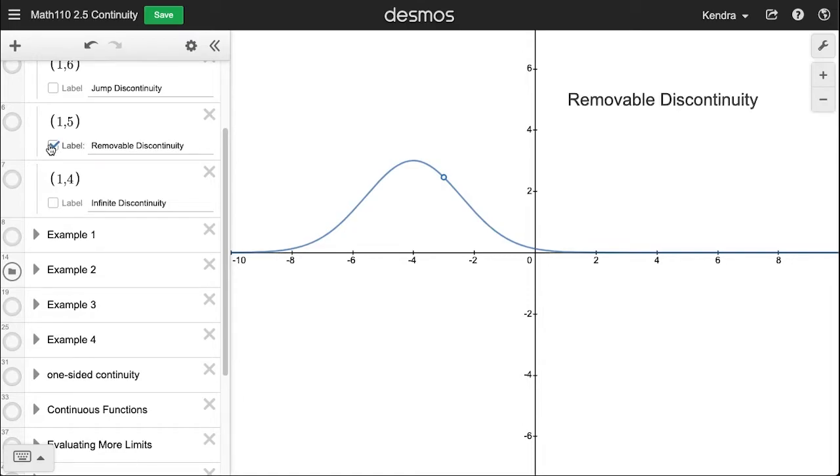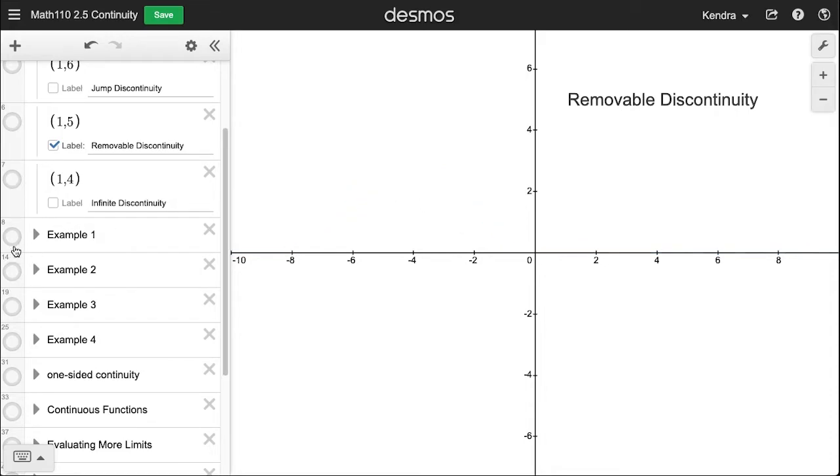One way to think of this being a removable discontinuity is, if we are traveling along with new inputs to f, we come along and the outputs seem to be going in some continuous, predictable manner, and then all of a sudden there's a blip and the function doesn't exist at x equals negative 3. But if you're watching this as a movie, then as those input values are traveling along, if you were to blink, you would miss the discontinuity.